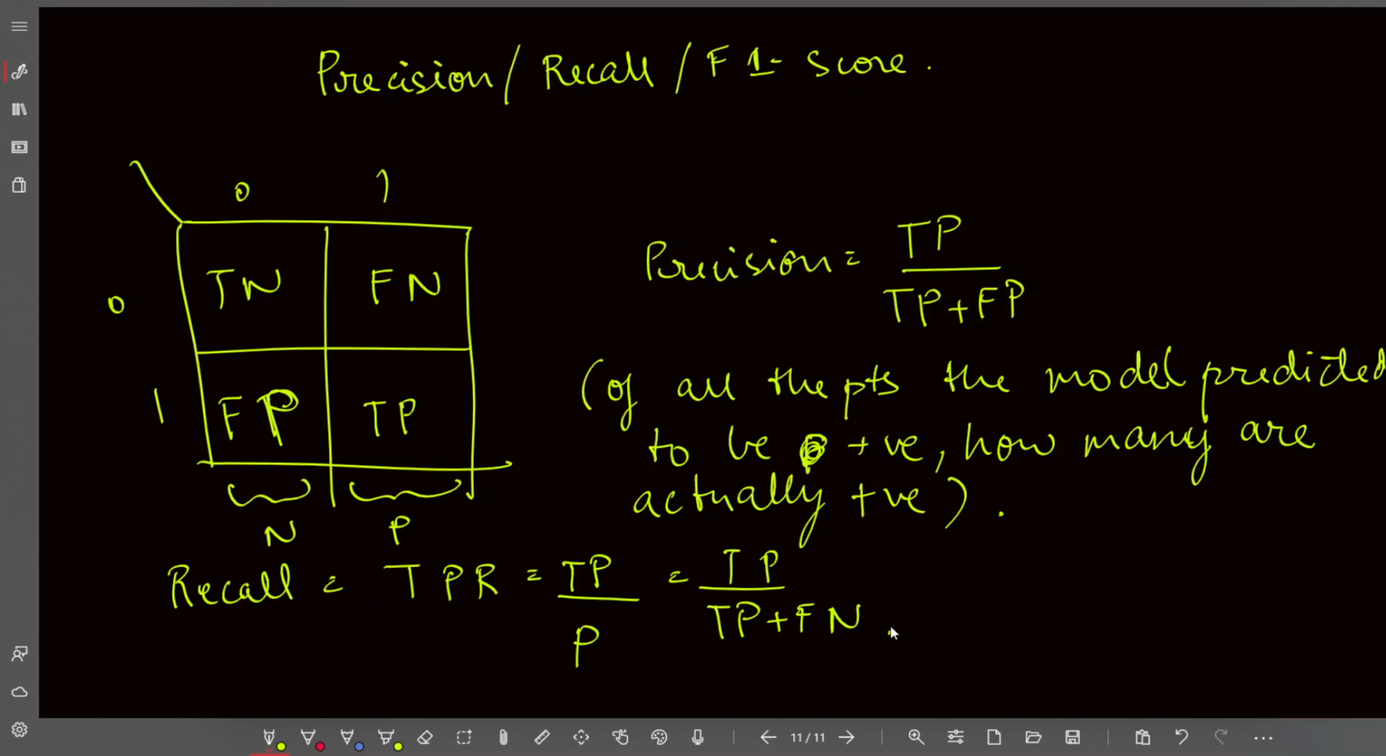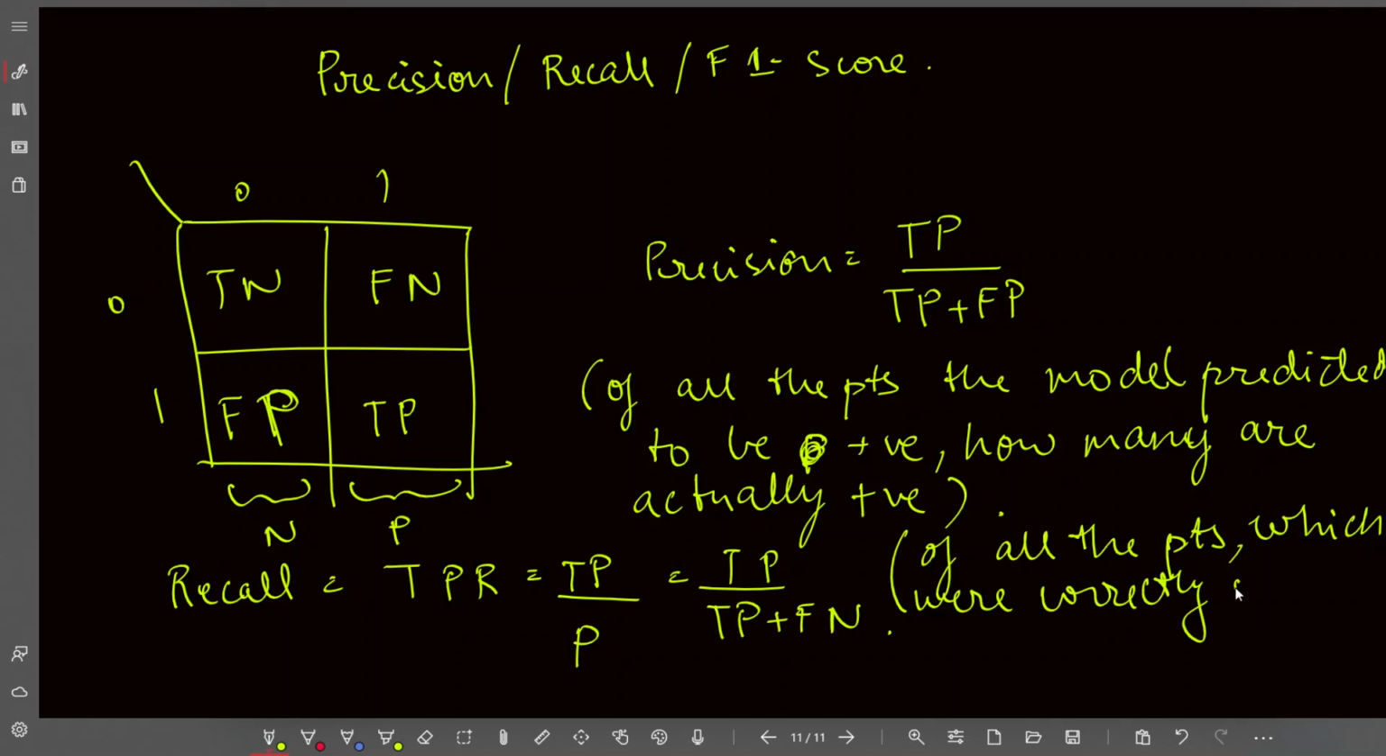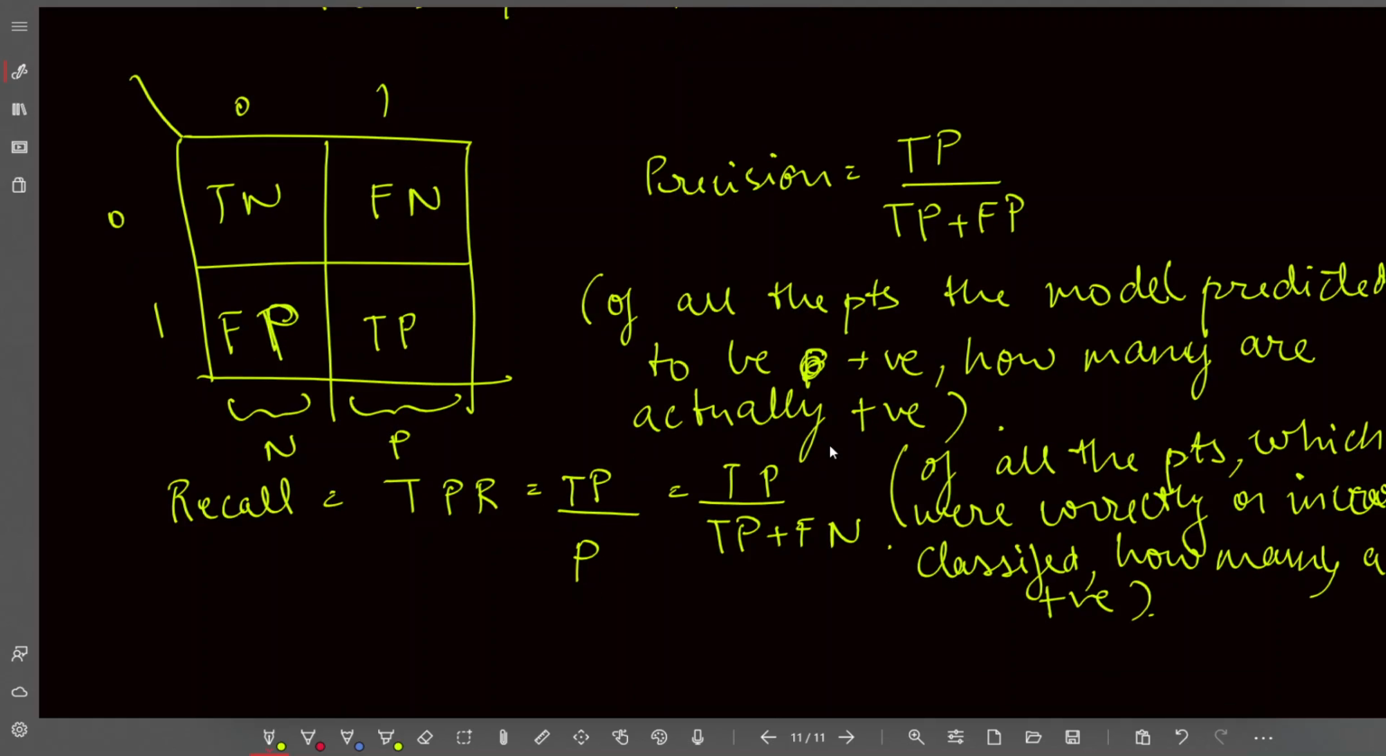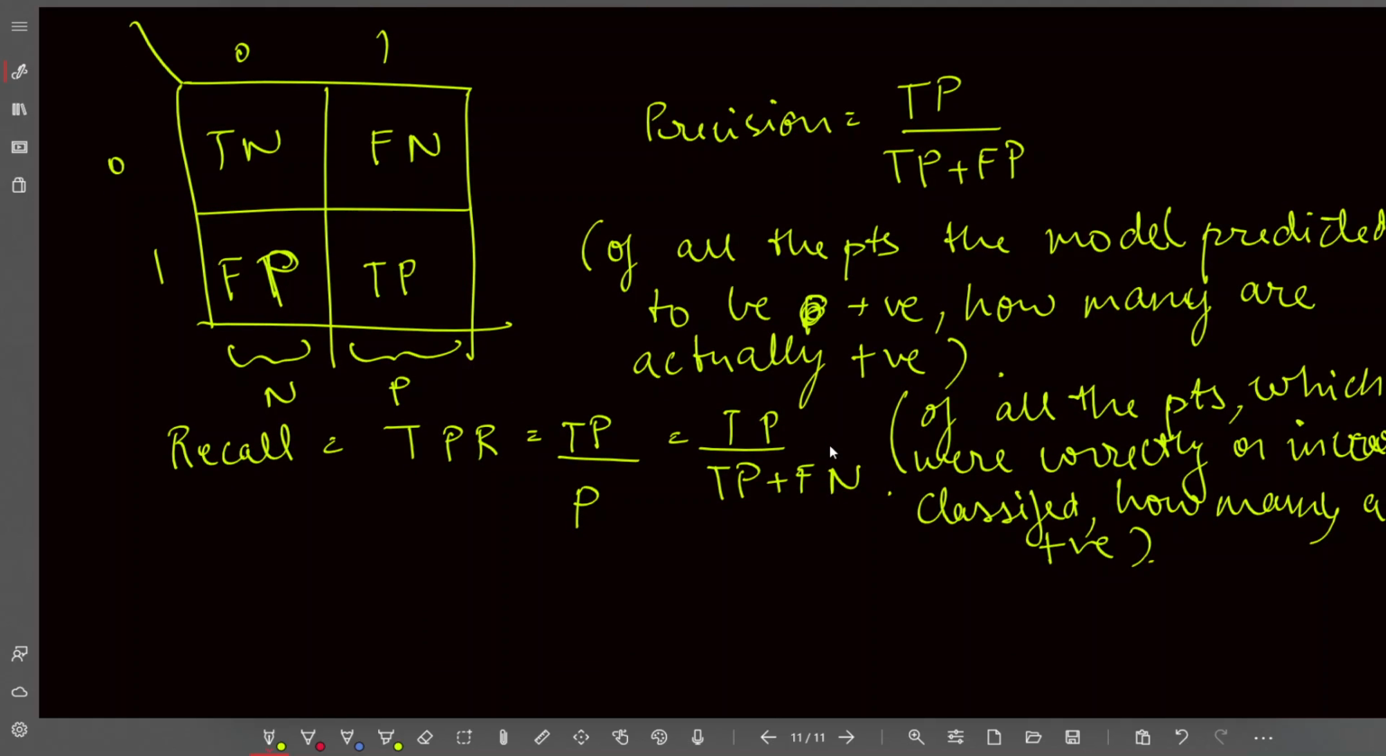So what this is saying is that of all the points which were actually positive, correctly or incorrectly classified, how many were correctly classified as positive? Right? So that's recall.